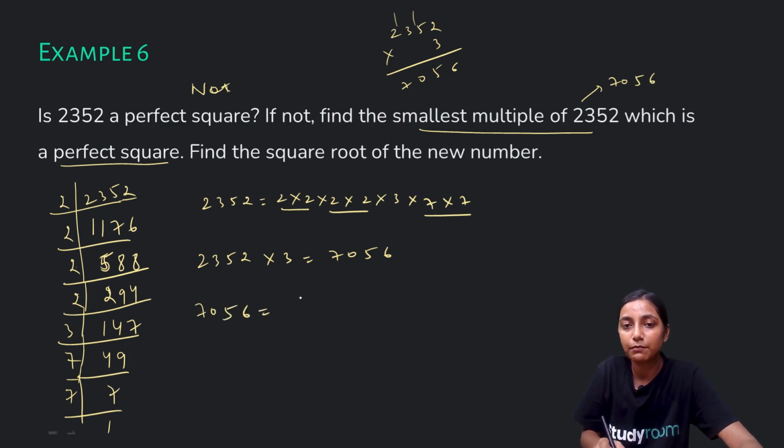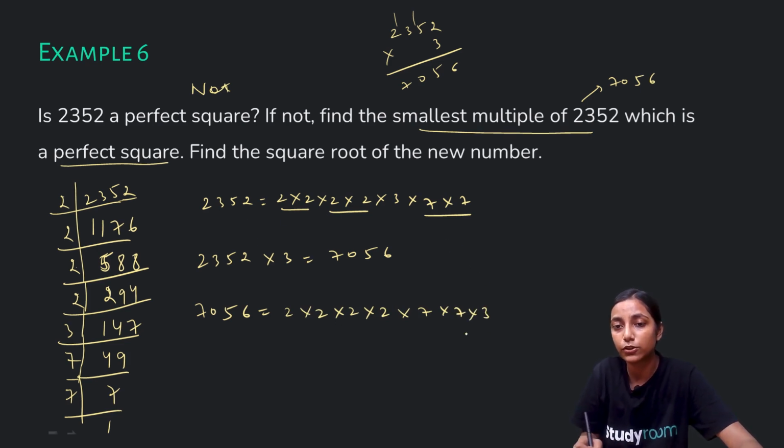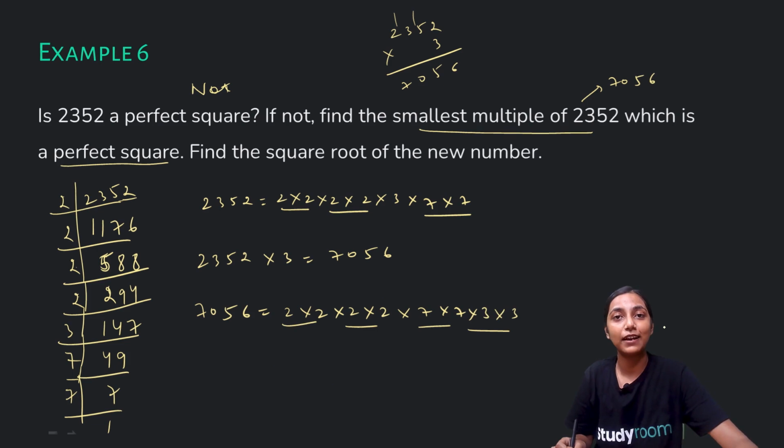So 2352 can be written as 2 into 2 into 2 into 2 into 7 into 7, and I'm writing 3 at the last. If we multiply it with 3, we get 7056. Now pair them up. Yes, you're getting pairs for all the factors, and then you can say that this number is a perfect square.